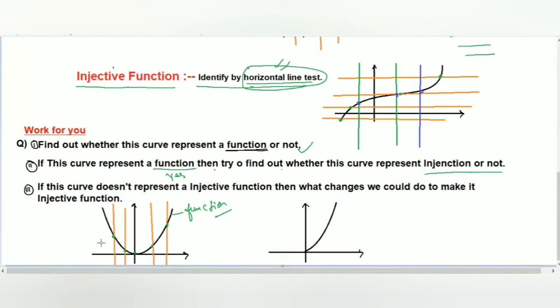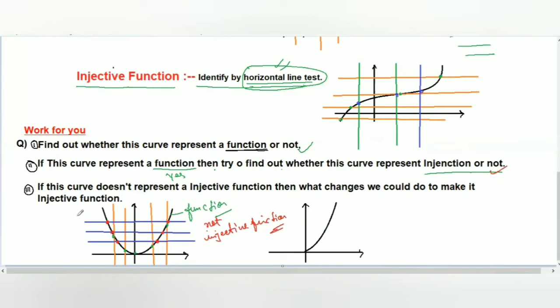I'm trying to do it now. For an injective function, I have to draw a horizontal line. What we can see here is that this blue horizontal line intersects the curve more than once. It should intersect the curve only once to represent an injective function. So it intersects the curve twice. So it means this is a function but not an injective function. Okay, now the second part is done.